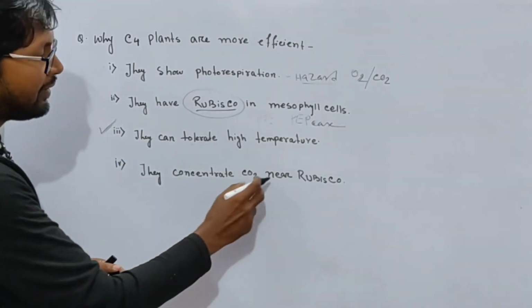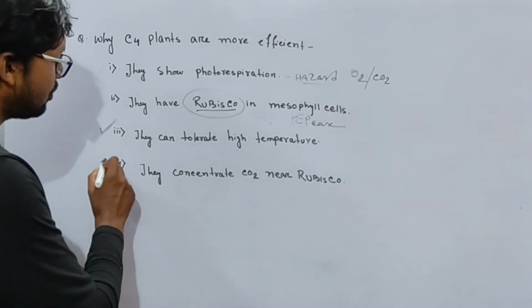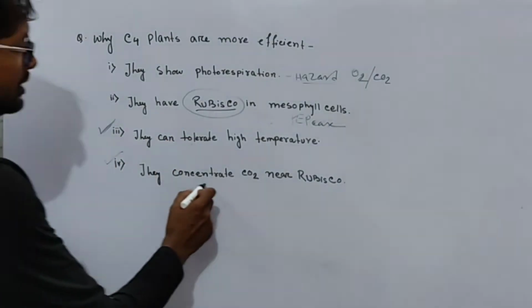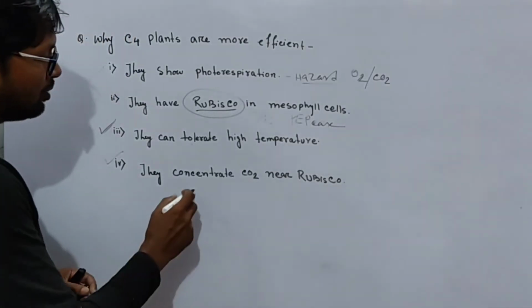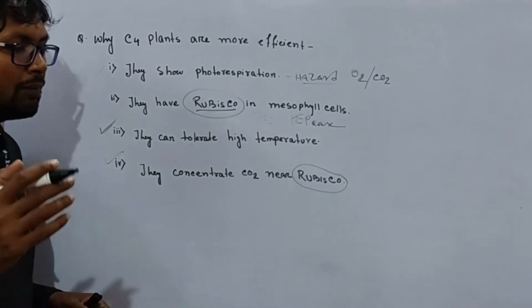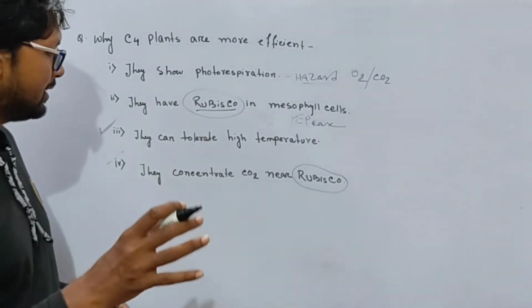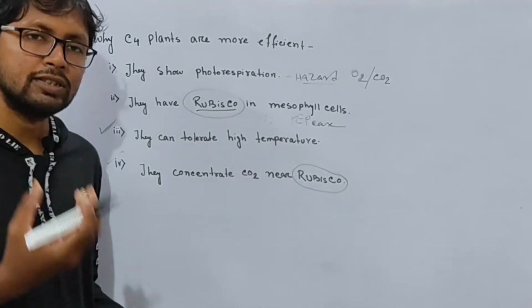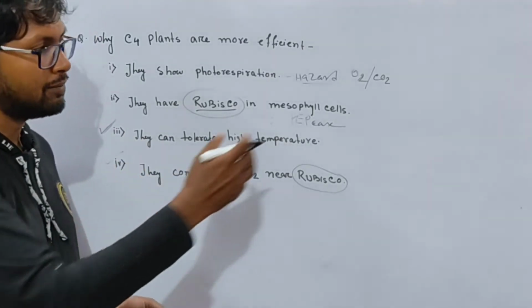They concentrate carbon dioxide near rubisco. This is also right. They can tolerate high temperature and they also concentrate carbon dioxide near rubisco. This is a mechanism, because rubisco is present in bundle sheath cells. Inside the bundle sheath, they concentrate carbon dioxide. How? Oxaloacetate is produced in mesophyll cells. I have read the questions.